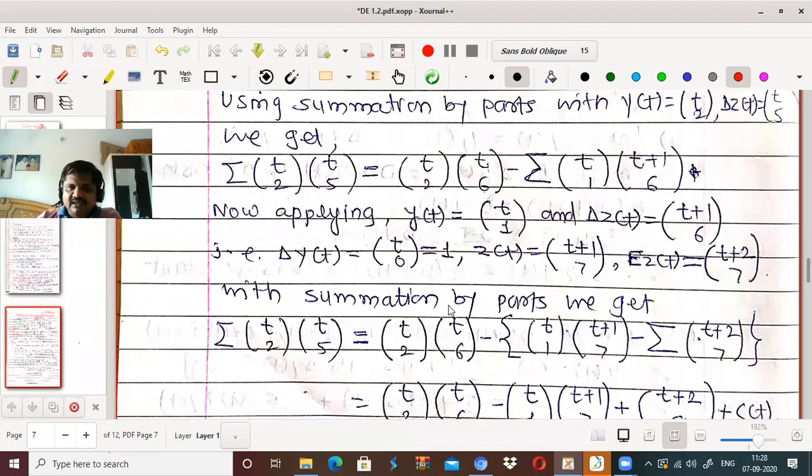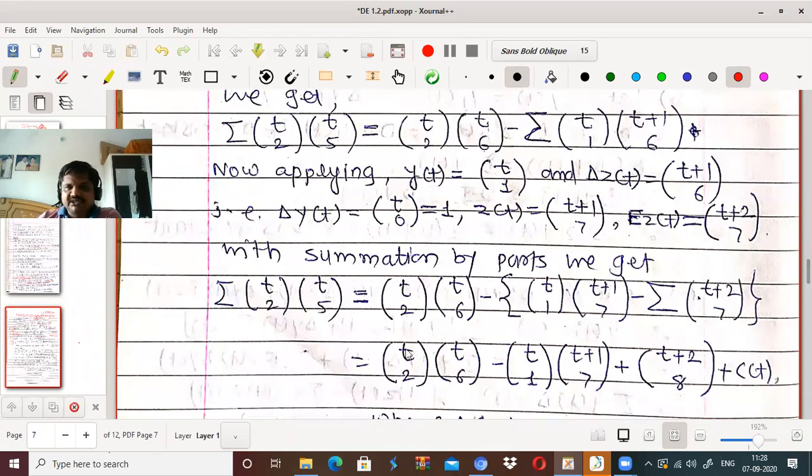This will remain as it is: tc2 tc6 remains as it is, minus, in bracket now, I will take a curly bracket. First function as it is, tc1, then summation of the second function, t plus 1 c6, the summation will come t plus 1 c7, minus summation of delta of the first function, delta of tc1 will be tc0, and tc0 is 1. So 1 into the shift of this term, t plus 2 c7. So this becomes tc2 into tc6 minus tc1 into t plus 1 c7, and now minus minus plus.